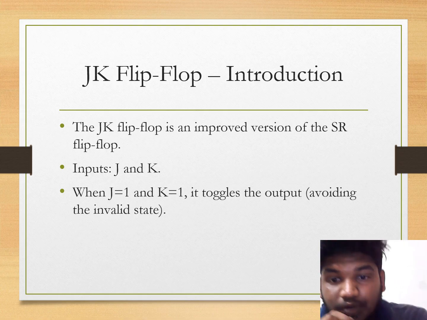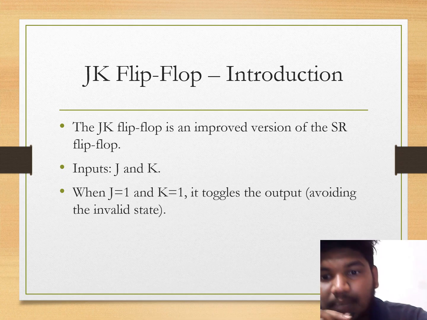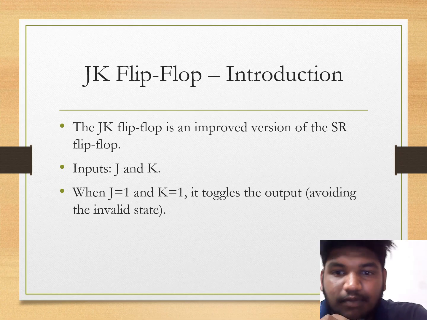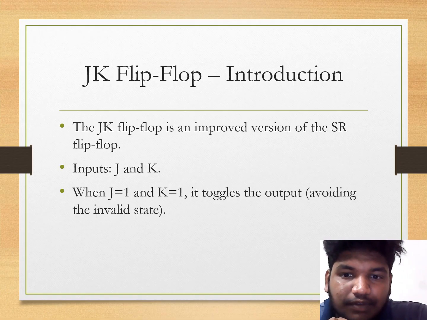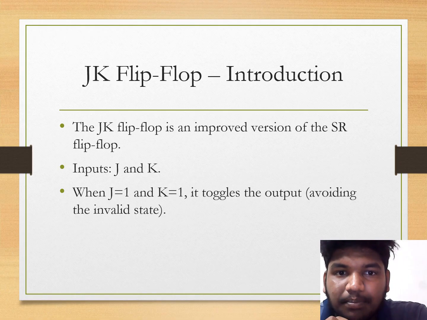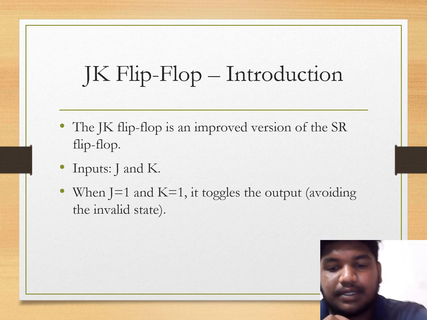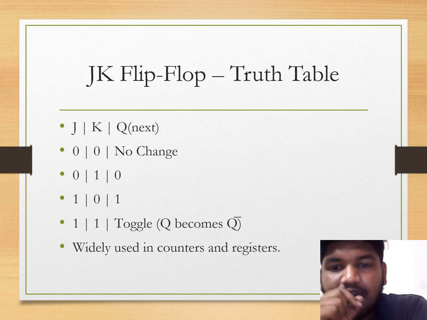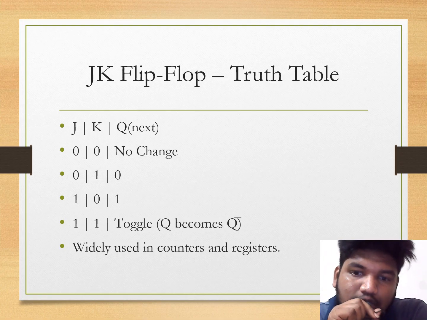The JK flip-flop is an improved version of the SR flip-flop, and its inputs are J and K. It toggles the output, avoiding invalid states. Before, I said that the main motto of the JK flip-flop is to overcome the drawback of the SR flip-flop, which is that when both inputs are 1 and 1, it is invalid. But in the JK flip-flop, they overcome it. In the JK flip-flop, we give 0 and 0 as the input and there is no change.